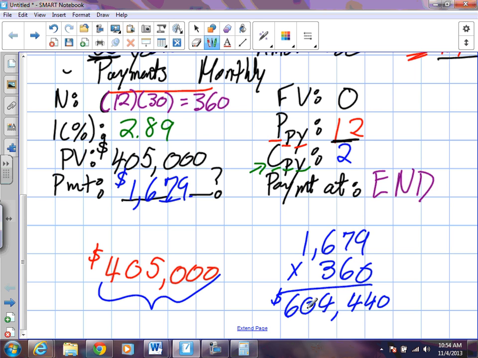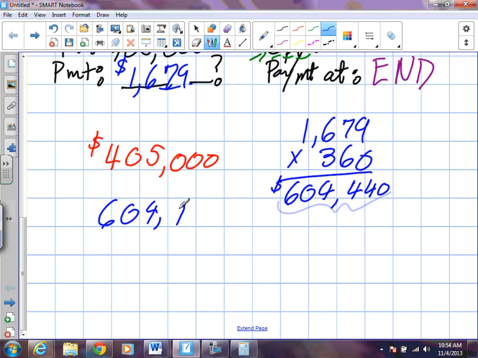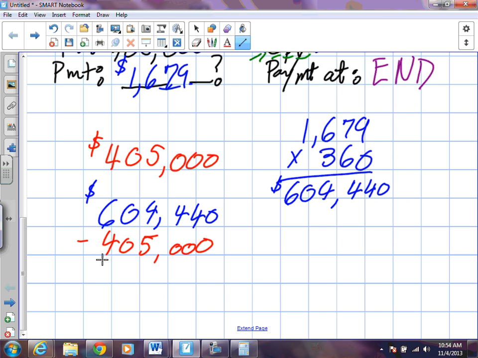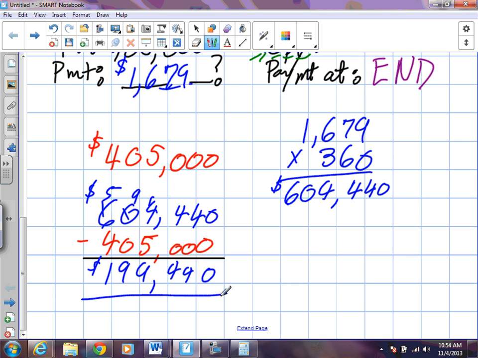So I want to figure out how much money they made off of me. What would I do with these values? That's right. So I take that 604,440, and I subtract the loan they gave me, which was 405,000. They made, in interest, the bank made $199,440, almost $200,000 in 30 years off of me from my payments.